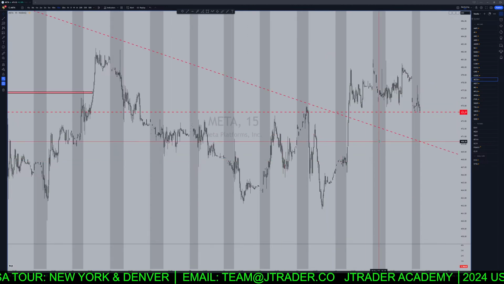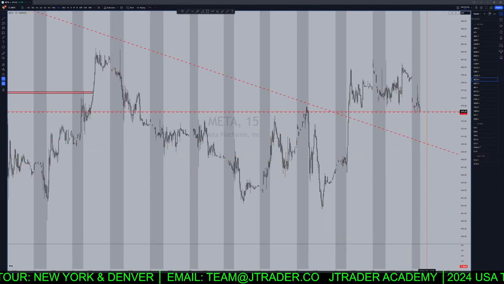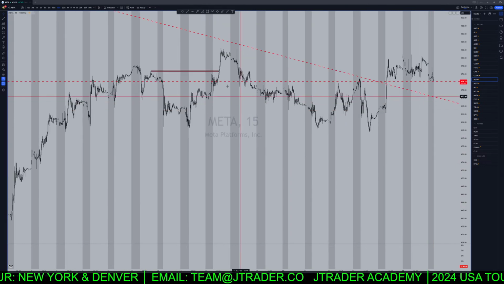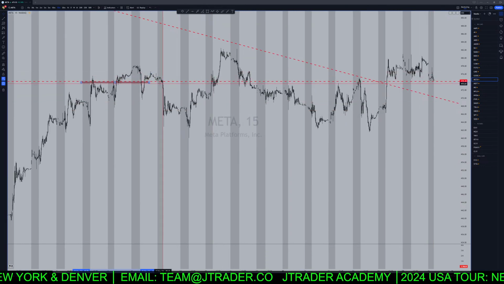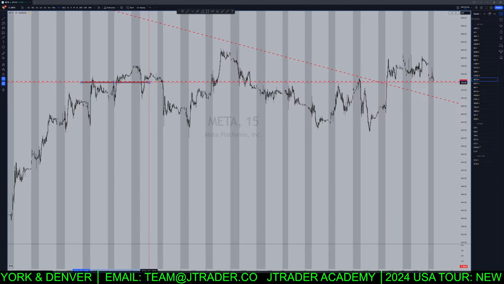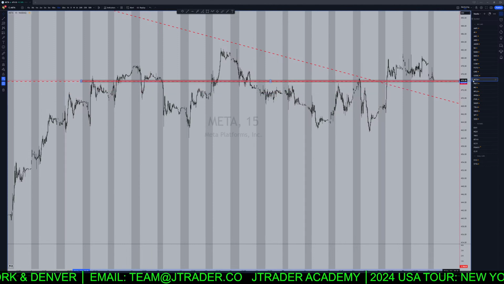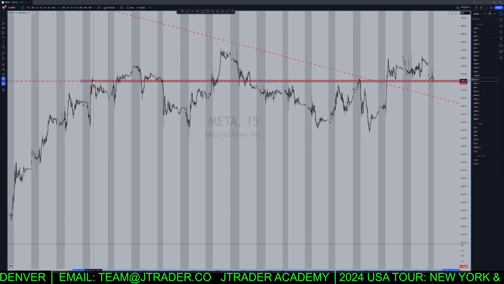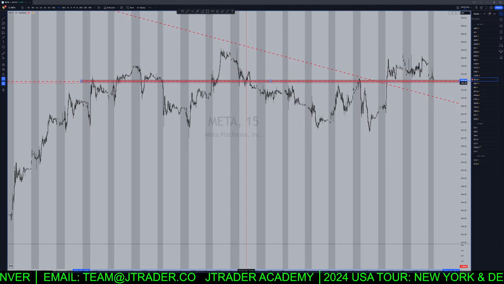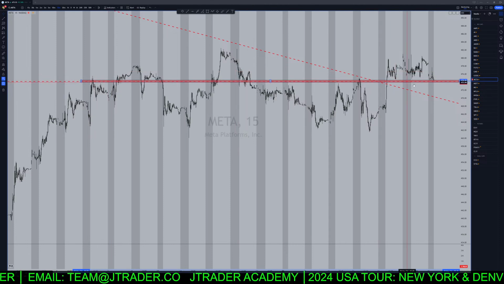Meta, another one, it's on our support. This is a key level over here. So just look how many times this level, 474, 475, has been the top of our range or the low. Again, over here you can see the low, the top over here, the low over here.